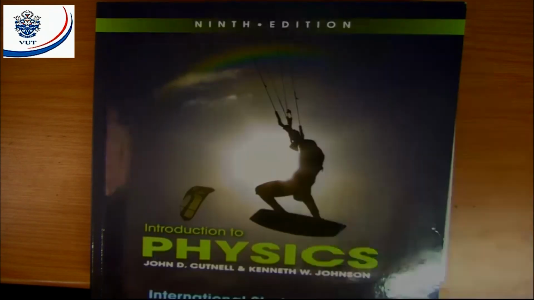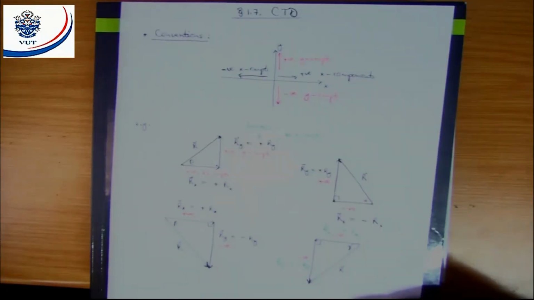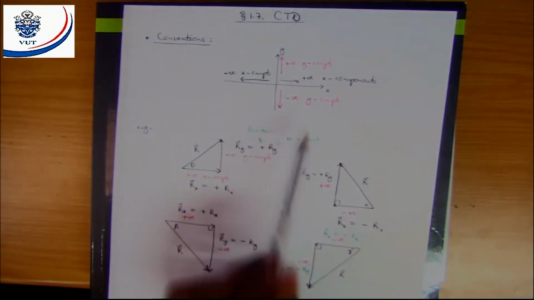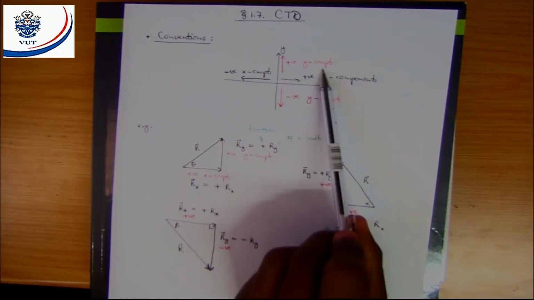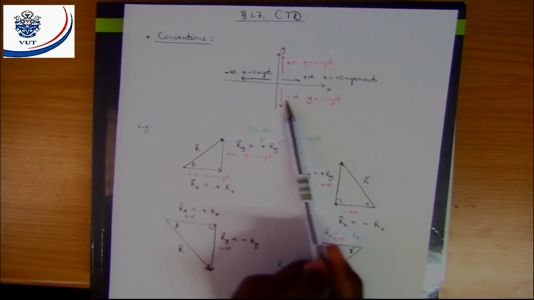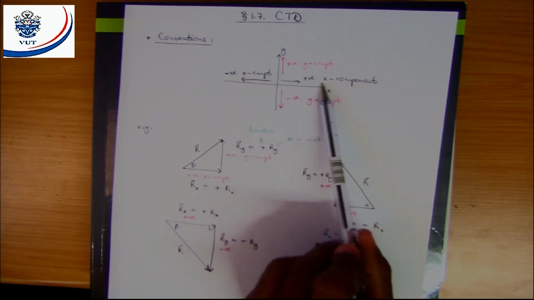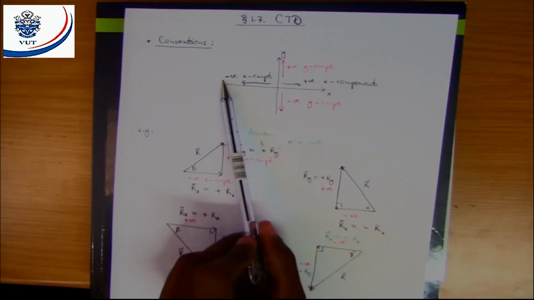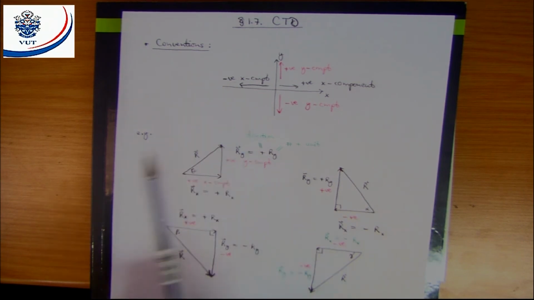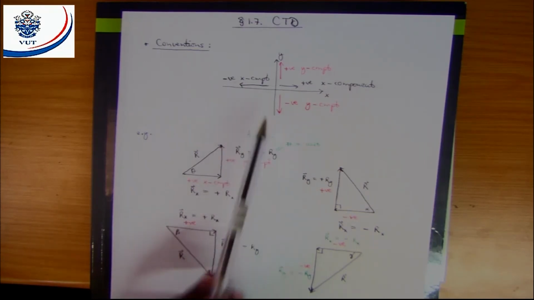And then let's have a look at some conventions. If your vector is directed up, it has a positive y component. If your vector is directed down, it has a negative y component. If a vector is directed to the right, it has a positive x component. If it's directed to the left, it has a negative x component. Okay, so for example, there are actually four. You can see that there are four vectors that I can draw here.